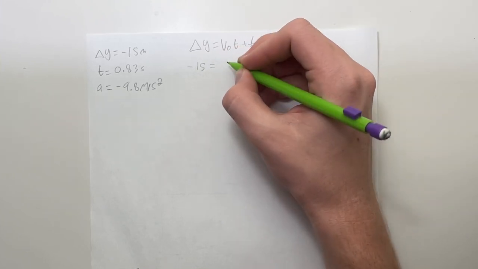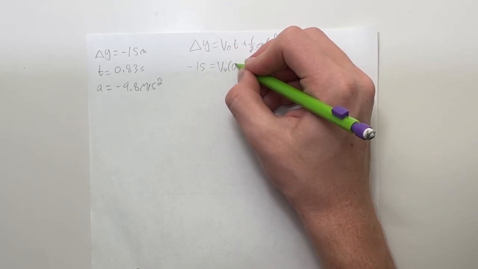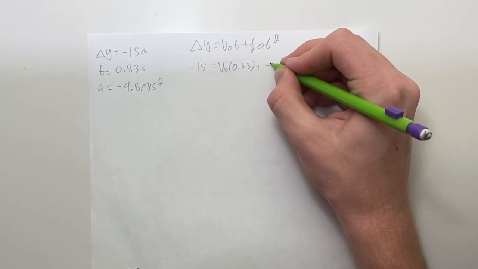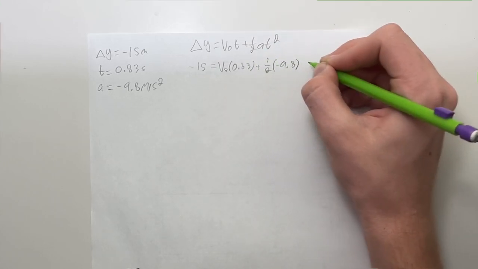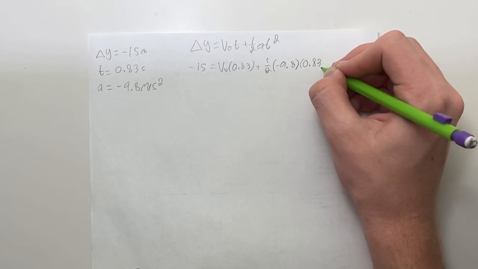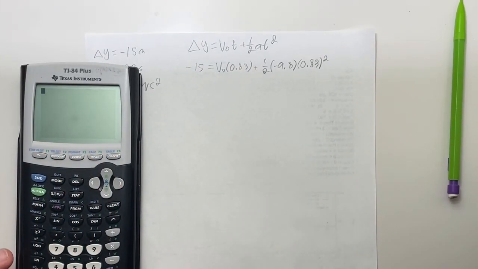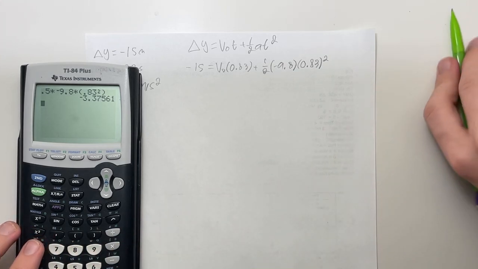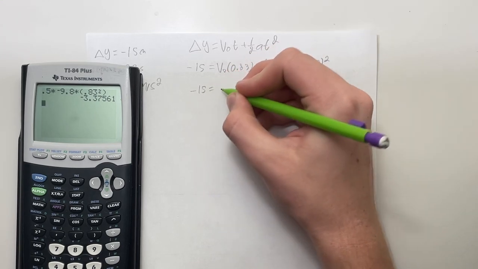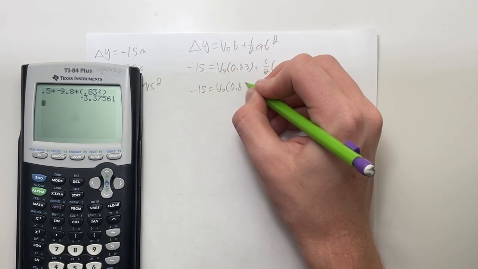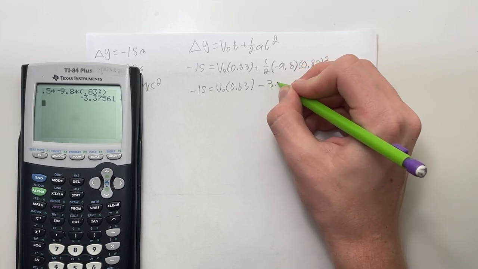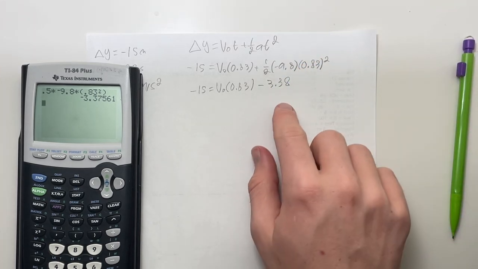Negative 15 equals v naught times 0.83 plus 1/2 negative 9.8, 0.83 squared. So let's plug that into our calculator. So 0.5 times negative 9.8 times 0.83 squared. So it gives us negative 15 equals v naught 0.83 minus 3.38. Now let's add this to both sides.